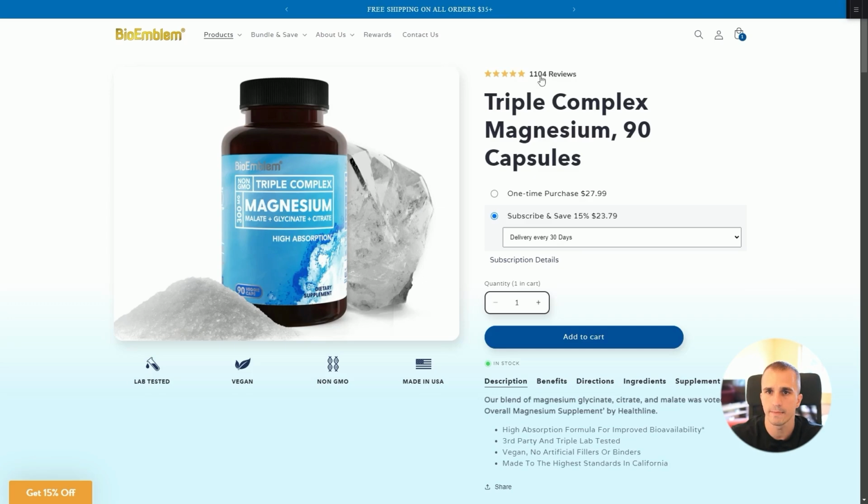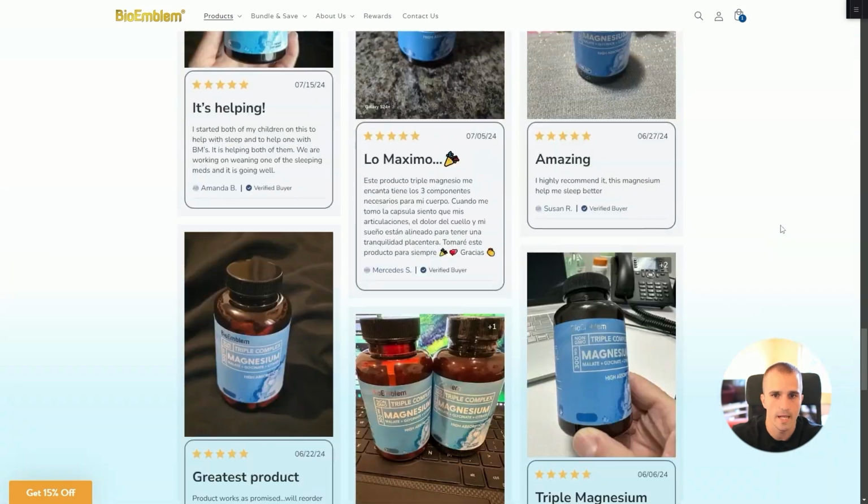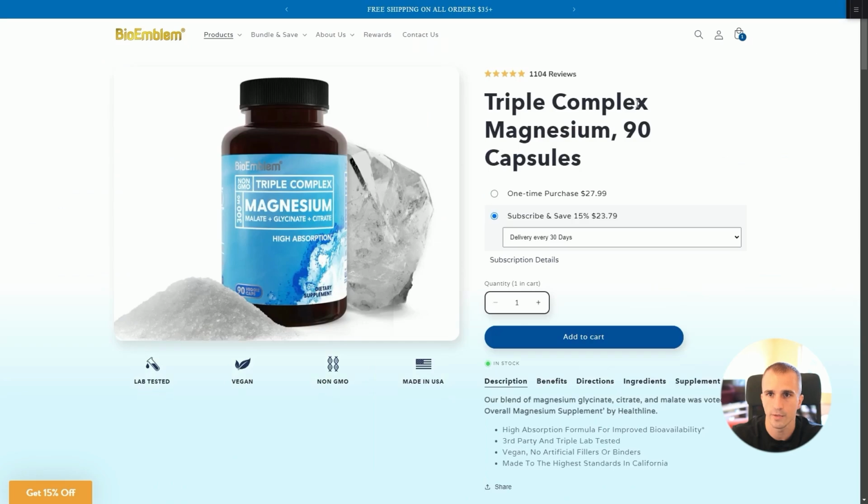Also, you want to make this button clickable because I'm pretty sure that a lot of people are clicking on this and they expect to be scrolled down to the review section, and that's not the case. So for that reason, you are missing the opportunity to increase your conversion rate.